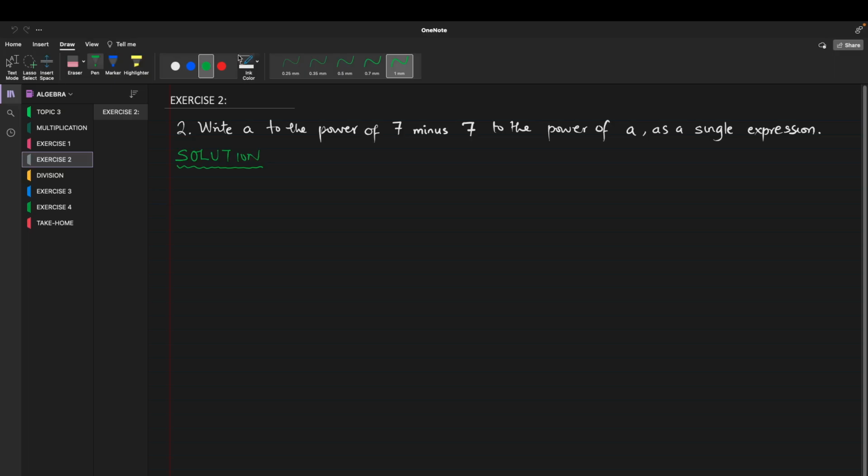So the second problem we're going to be looking at is write a to the power of 7 minus 7 to the power of a as a single expression. So it really boils down to you rereading the problem just so that you can understand. So it says a to the power of 7 minus 7 to the power of a. That's it. It's really that simple. There's no other way to simplify this further. Just leave your answer as this, and that's it.